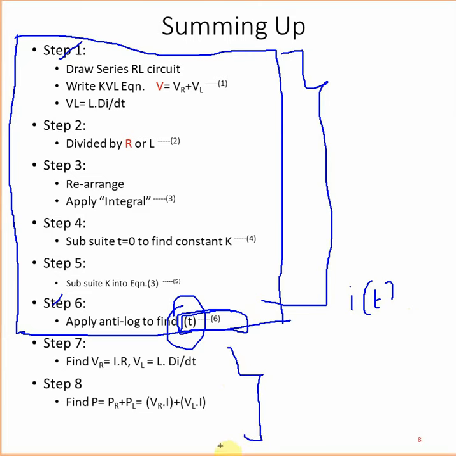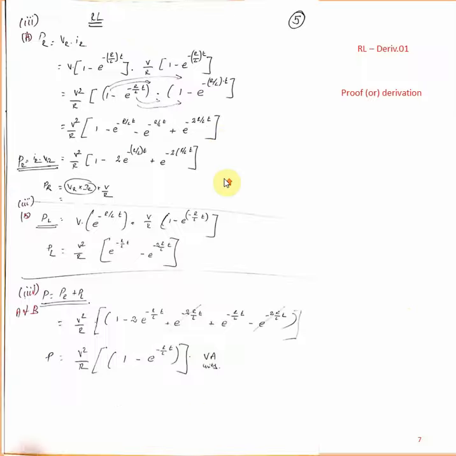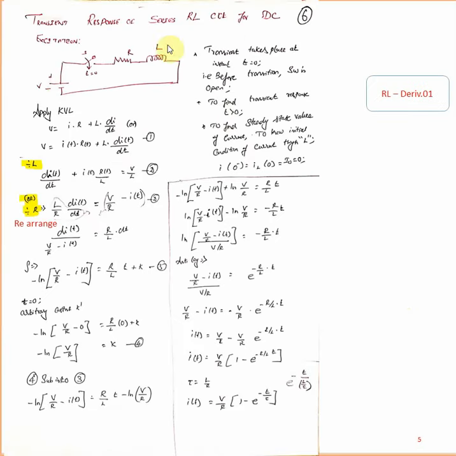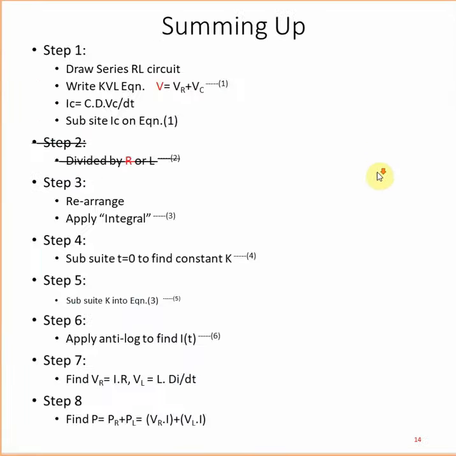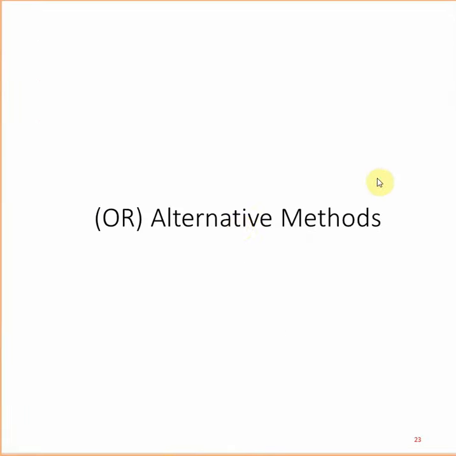Why? Because VR is equal to I into R, VL is equal to L di by dt. Then P is equal to PR plus PL. This is common. So do I compare with any homogeneous or non-homogeneous equation there? No. So there is another derivation available. I will show you an alternative derivation method, to find out the I of t only.